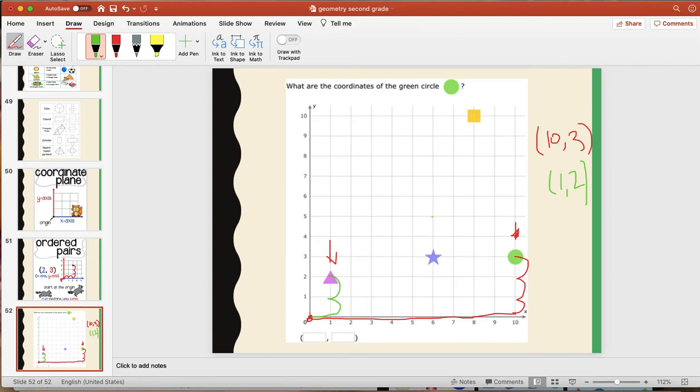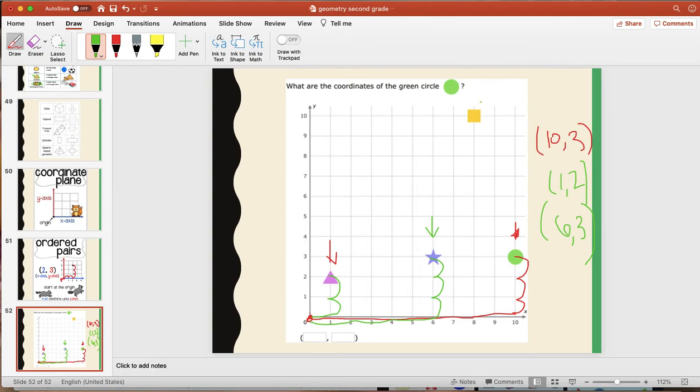And let's do the star. So we are running 1, 2, 3, 4, 5, 6, and then jumping 1, 2, 3. So I would write that as 6, 3 because we ran 6 first and then we jumped up 3.